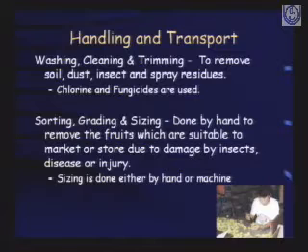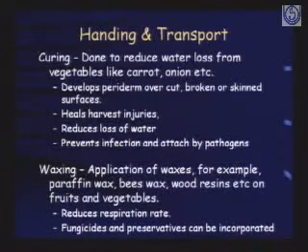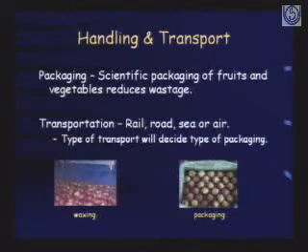Then fruits and vegetables are sorted, graded and sized according to our needs. This can be done mechanically or by hand. Then curing, which is done to reduce water loss from vegetables like carrot, onion, etc. It also heals harvest injuries and reduces loss of water. Here first 3 or 4 layers of onion are dried so that water loss is minimized. Then comes waxing, where we apply a thin layer of paraffin wax, beeswax, which will form a layer around fruit and vegetable and reduce respiration rate and prevent moisture loss. Last are packaging and transport. We have seen packaging already, and in transportation it can be by any means: rail, road, sea or air.